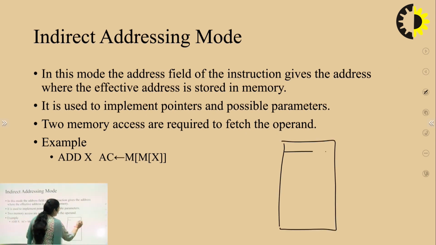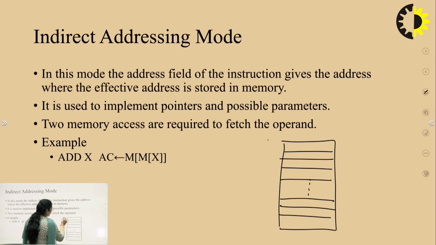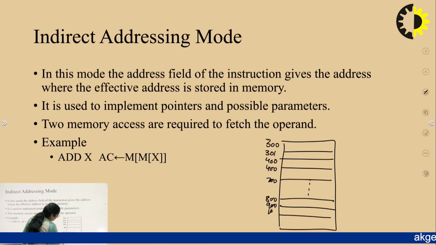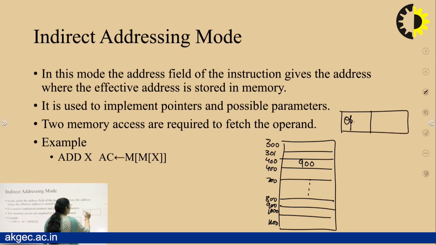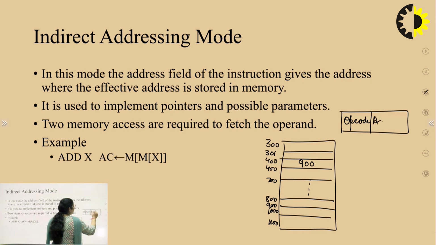Again, try to understand with the example, with the diagram. I have this memory available with me, and every memory block is having some address, and so on. So let's go by the line. In this mode, the address field of the instruction. So this is the instruction. We have the opcode and we have the address part. So the address field of the instruction gives the address.